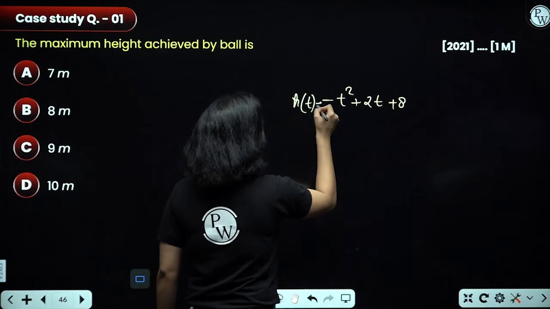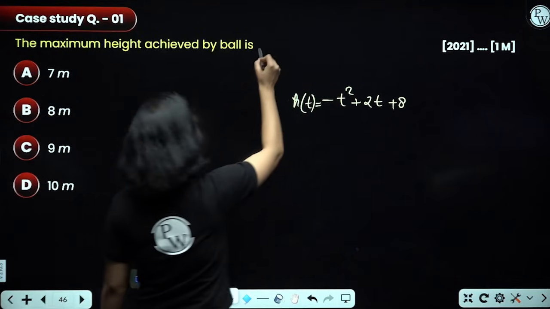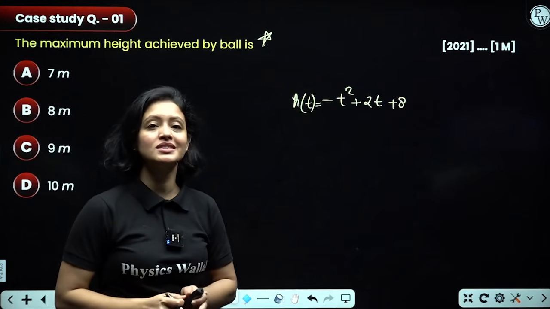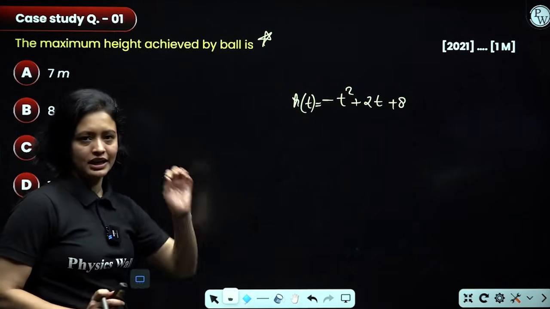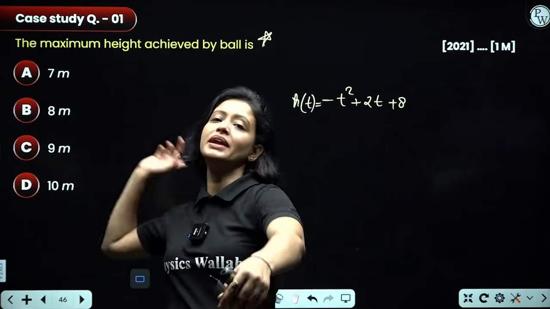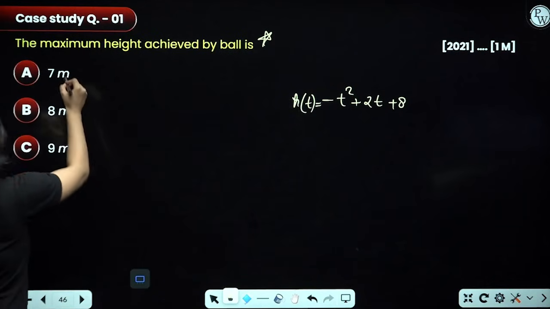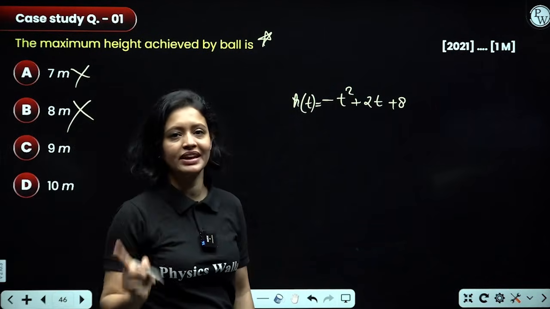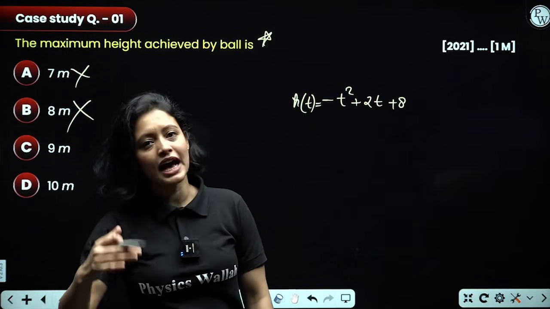Now, the maximum height attained by the ball. This probably is the trickiest question of this case study, because it requires common sense. First, think that the ball was already thrown from a height of 8 meters in the upwards direction. So clearly the maximum height cannot be 7 or even 8. Common sense: the height has to be more than 8.